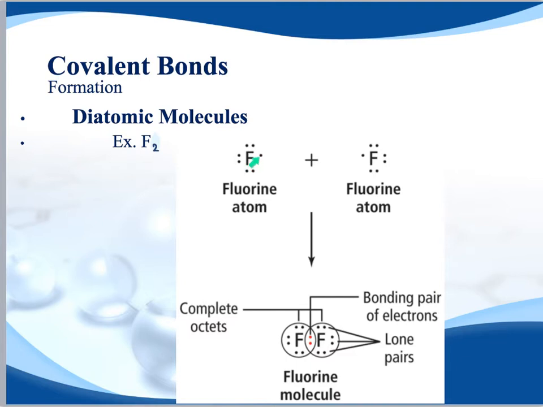What it's going to do is each one of these is going to take one of its electrons and share it. So now, as far as getting the 8 electrons around it, 2 of them are shared between the fluorines. So hopefully you can see that there, right?